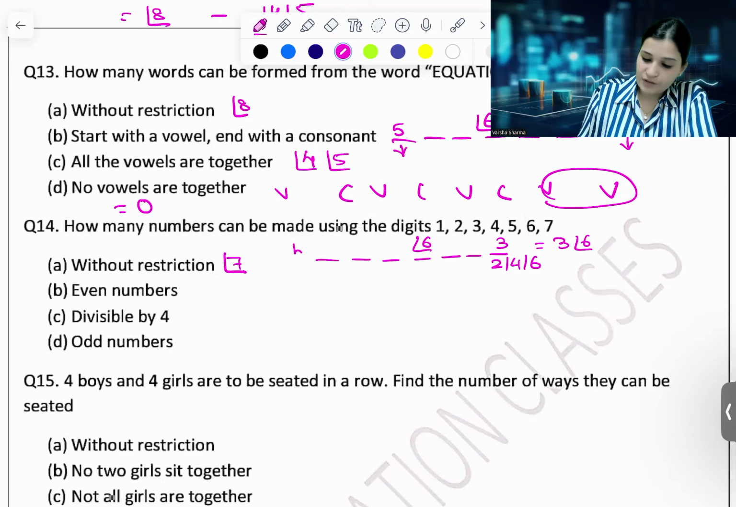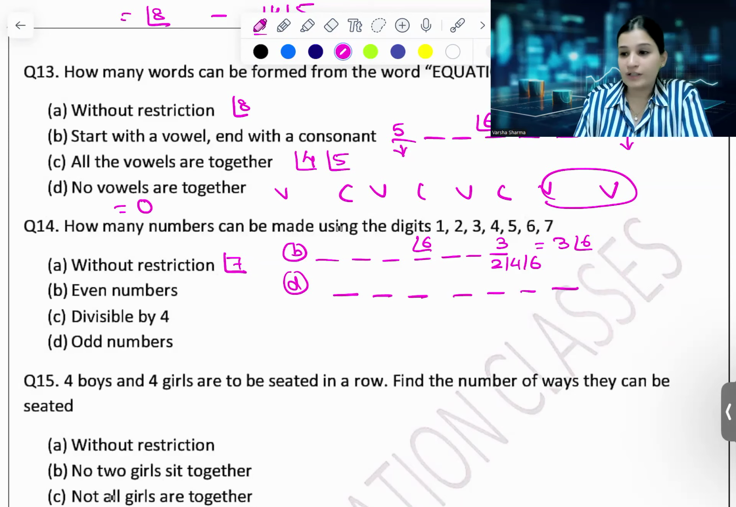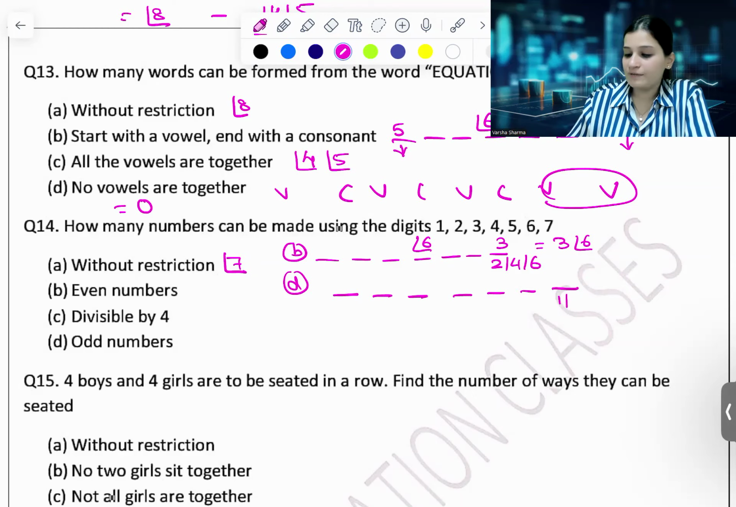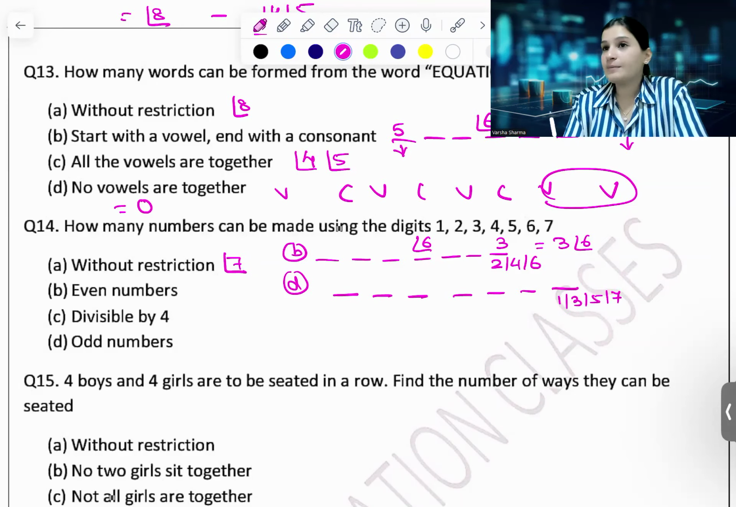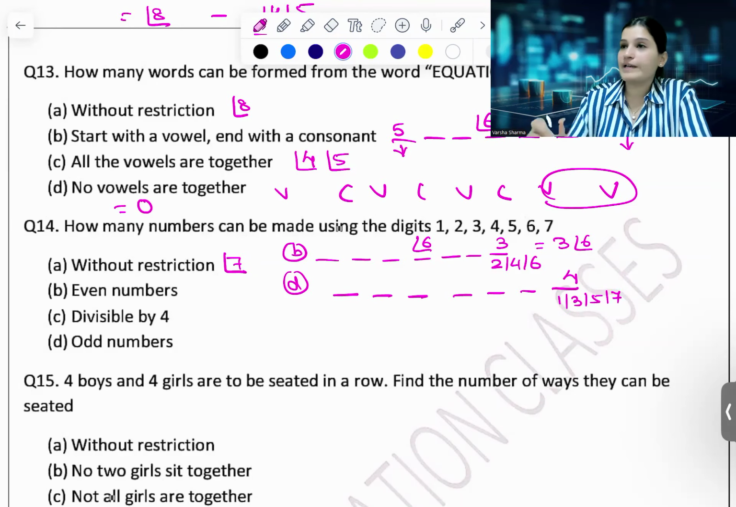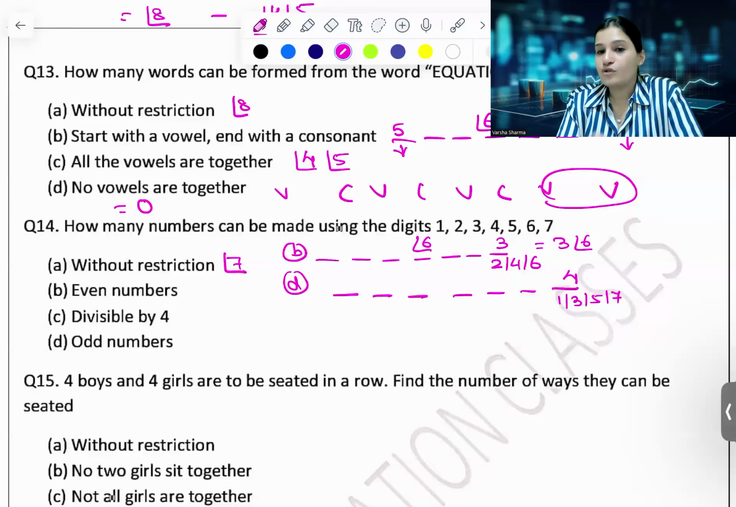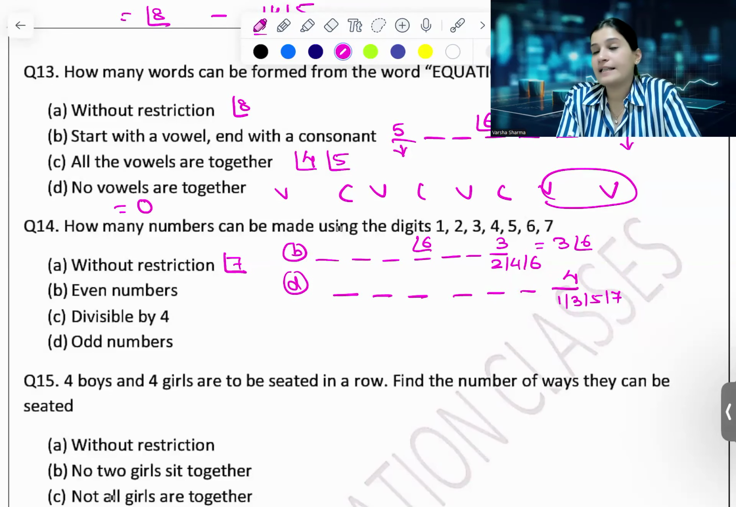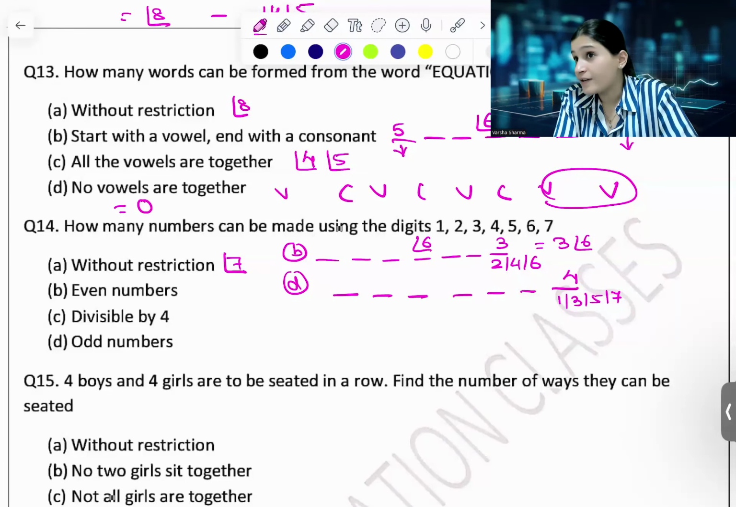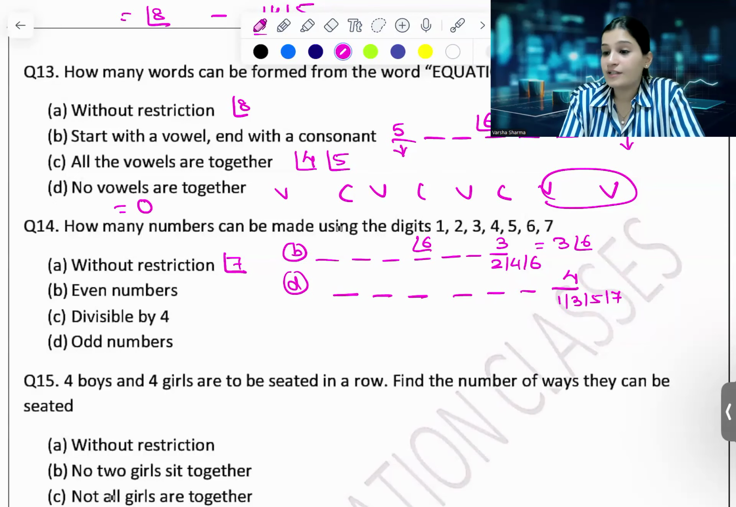Next, this one is even. If I want to know about odd, for the number to be odd, the last place has to be filled by 1, 3, 5, or 7. So the last place can be filled in four ways. So one of the digits sits there. The six digits are still left. So the remaining six digits can be arranged in 6 factorial ways.